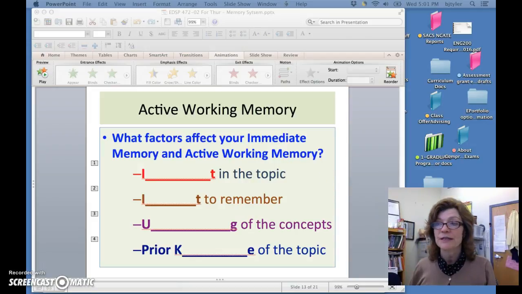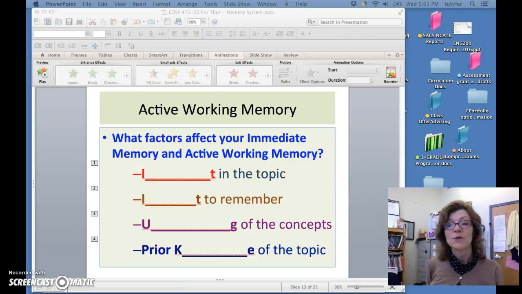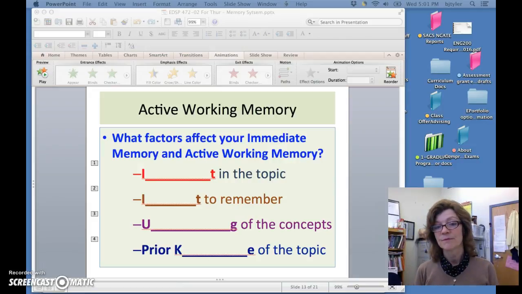What factors do you think affect your immediate memory and your active working memory? Researchers have found 4 factors, and these are the intent to remember, the interest in the topic. So is this personally interesting to you? Your intent to remember. Do you want to remember? Are you trying to remember? Your understanding of the concepts, and then your prior knowledge of the topic.